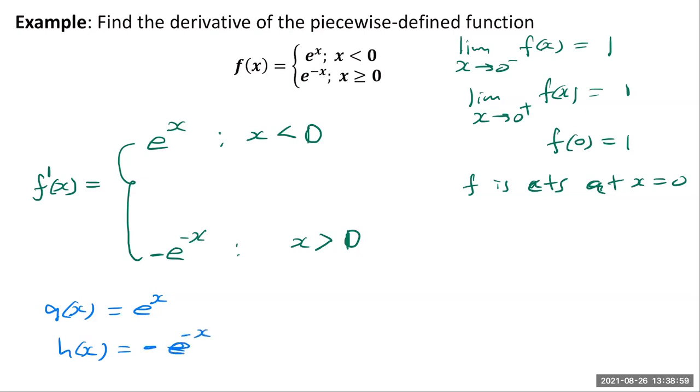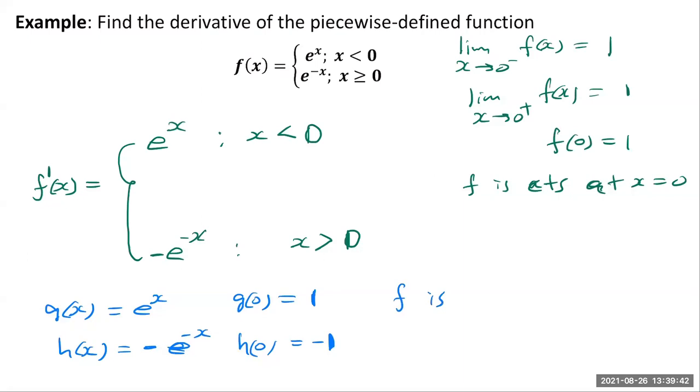Now I'm going to find the left and right derivative. To find the left derivative, I plug in x equal to 0 in this function. That means I plug in g of 0. That is my left derivative, which is equal to 1. For the right derivative, plug in 0 in this function, h of x. h of 0 is equal to minus e. As you can see, the left derivative and right derivative are not equal. So the function is not differentiable at x equal to 0.